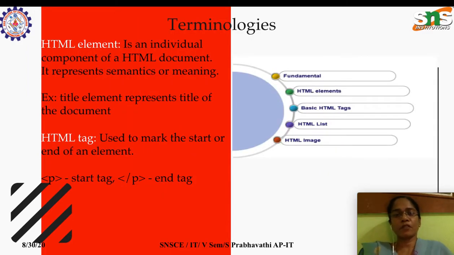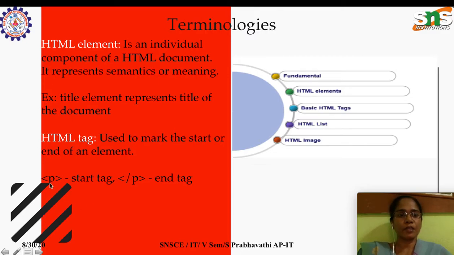Today we are going to have some of the fundamental HTML elements. Before that, we have discussed the HTML element and the HTML tag, and anyway we'll have a quick recap on what an HTML element is. It is an individual component of an HTML document. It represents the semantics or meaning. If we have an HTML element called body, it says something about the body section. If that element is enclosed by angle brackets, then we call it an HTML tag.